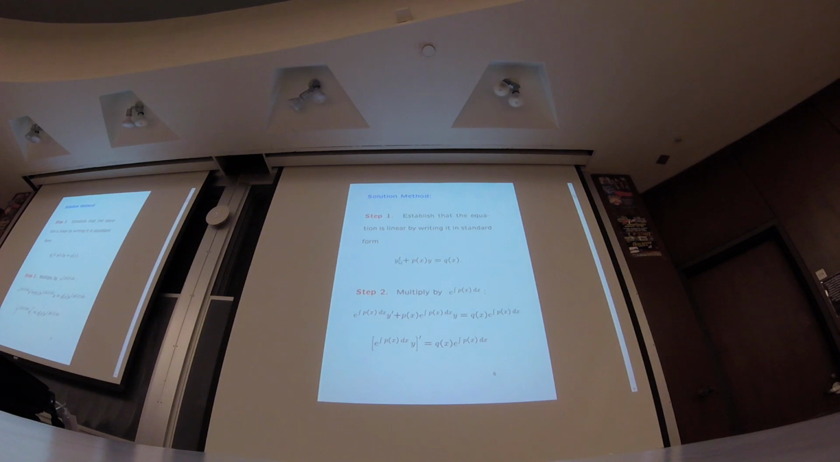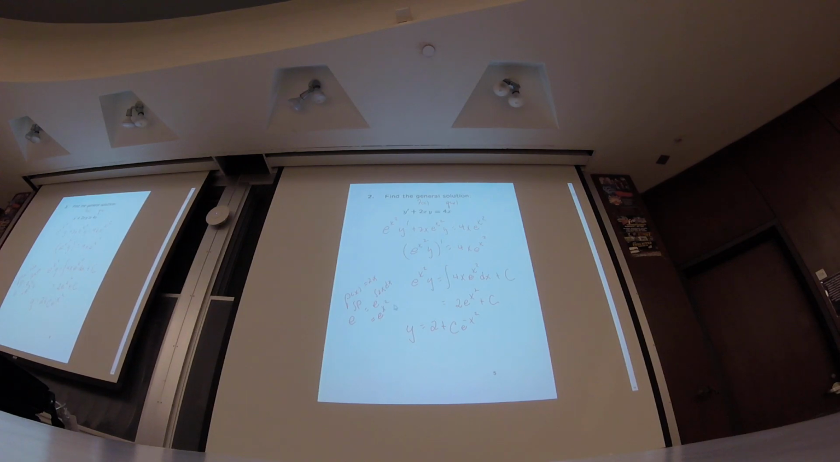More examples. What we want to multiply by is e to the integral of p. That's e to the integral of that coefficient. If we go back to this example, you see p of x is 2x. I want to multiply by e to the integral of p, which is e to the integral 2x dx, which is e to the x squared. That's where I got the e to the x squared.